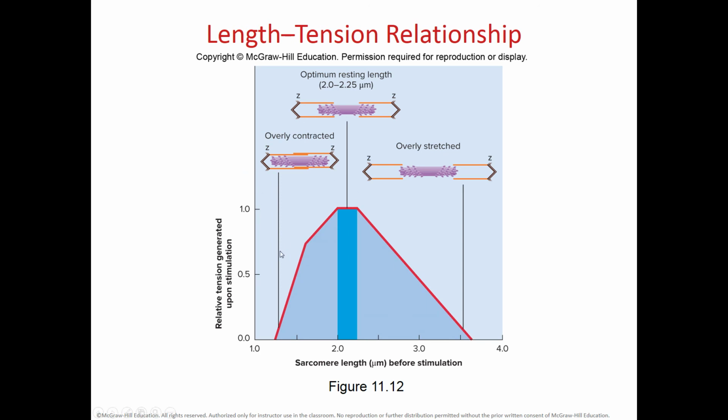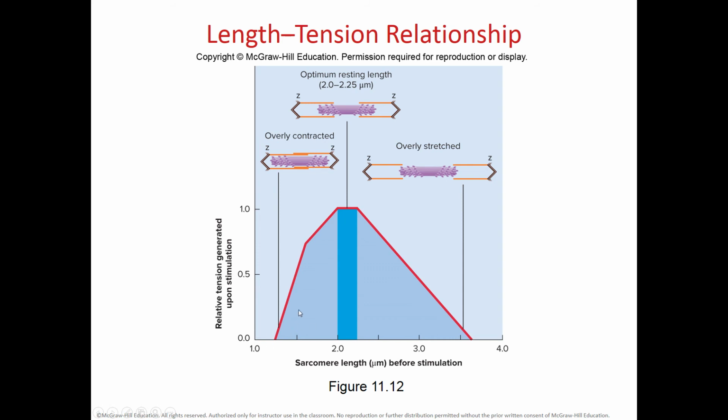And this is the graph to show you the length-tension relationship. So this is the relative tension when you stimulate your muscles. So you can go from 0 up to 1, up to 2, etc. So these are units. And then this will be the length of the sarcomere before the stimulation.